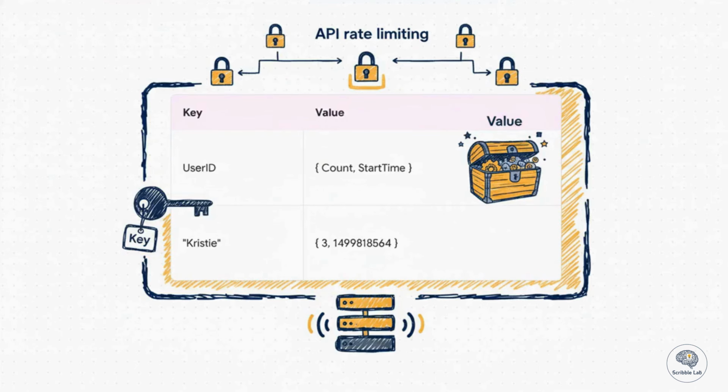So how do we actually keep track of this? Well, the easiest way is with a simple hash table. You know, a key value store. The key is just the user ID, and the value holds two little pieces of info: the current request count and the timestamp for when that window started.